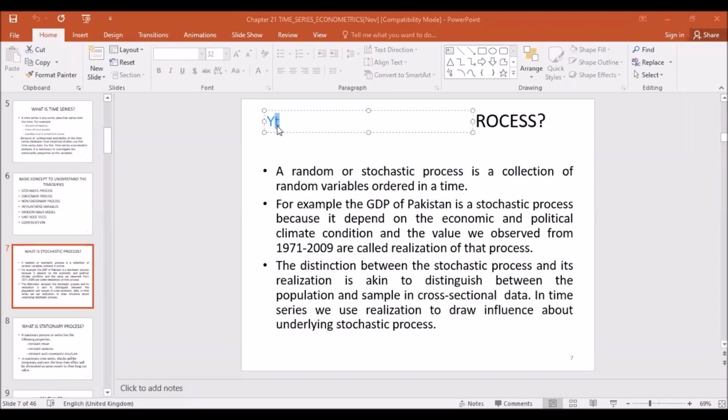You can look at prices: they change but not continuously. There is a gap between changes in prices. These variables take jumps. The price of petrol increases from 75 to 100. It does not increase from 75 to 75.1 paisa, 75.2 paisa, 75.3 paisa. It is not increasing in this manner. It makes a jump from 75 to 100.